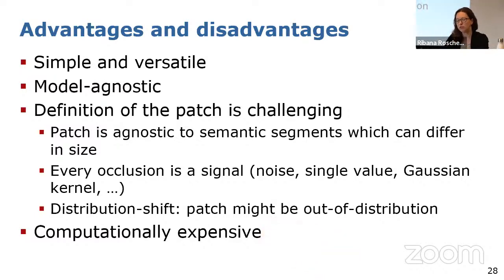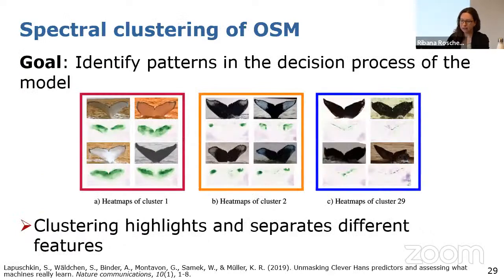And also, it's computationally expensive because you have, again, this sliding window approach, and you need to evaluate it. Then you can even go one step further and analyze not only single heat maps, but also the whole decision process by analyzing all heat maps together. So this is actually an analysis technique on top. This can be done by performing clustering, and specifically spectral clustering of the occlusion sensitivity maps. The goal is to identify patterns in the decision process of the model. So it's not about a single prediction anymore, but the whole decision process.